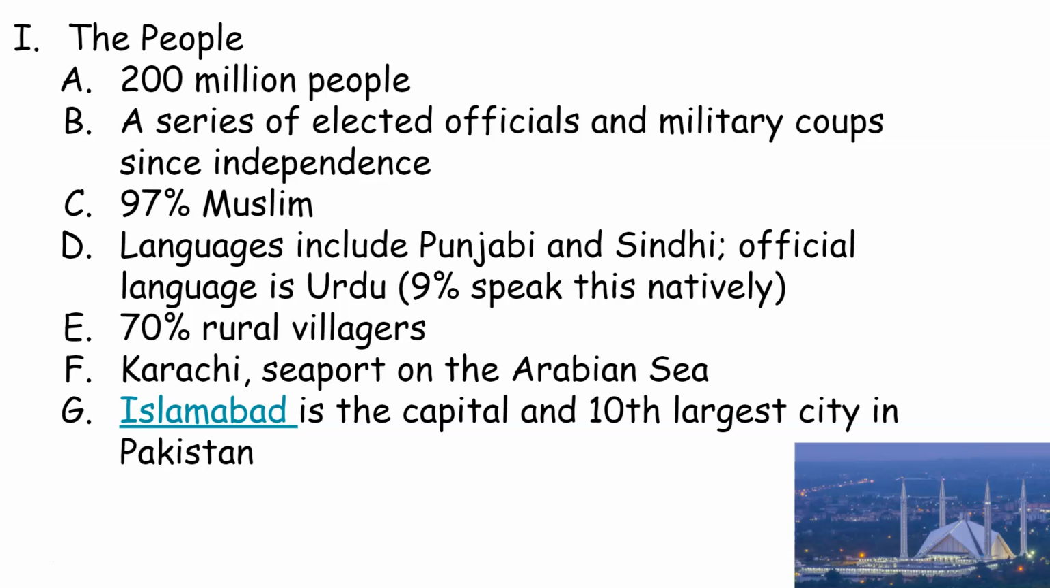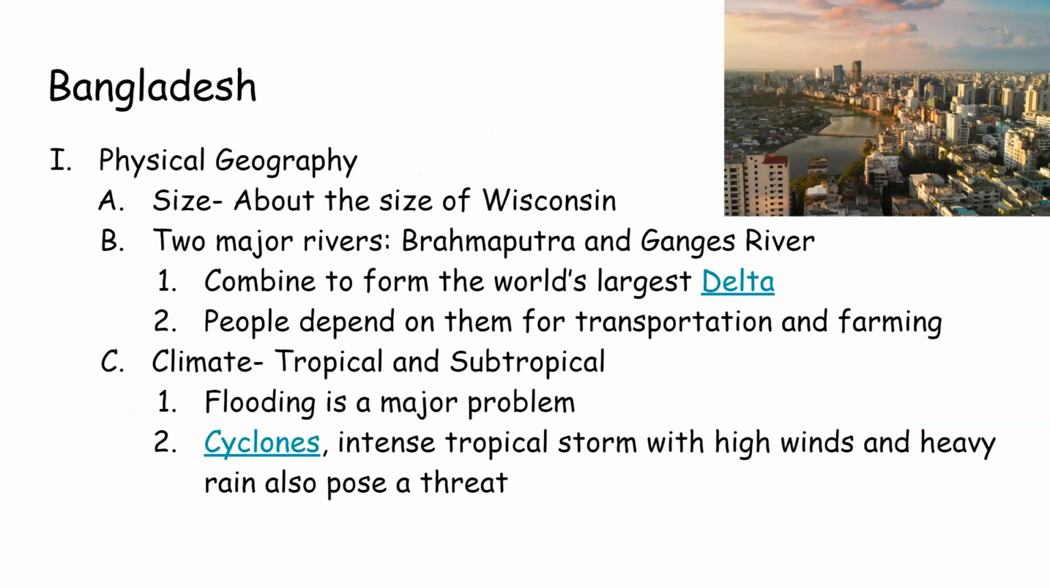Karachi, for example, is a seaport on the Arabian Sea, so it's certainly going to be important for the economics as well. And then, of course, you've got Islamabad, which is the capital, and actually it's the 10th largest city in Pakistan. But perhaps the best known, it's where the government is.